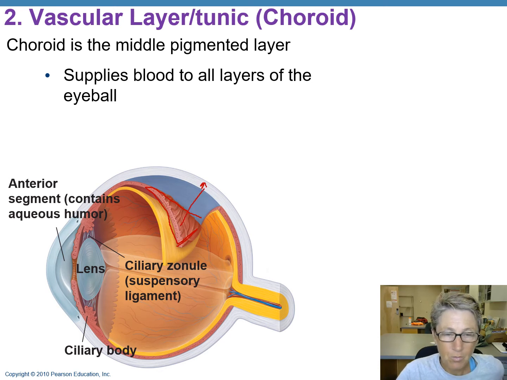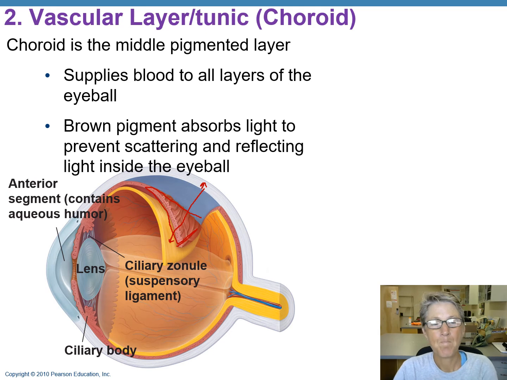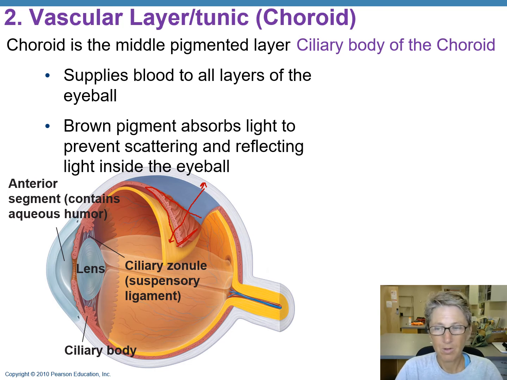So you get diffusion from the choroid to the sclera, and you also get diffusion of oxygen and glucose to the cells of the retina. There's a brown pigment that lives in the choroid that absorbs light, so that light isn't scattering all over in your eyeball. It's directed to where it's supposed to go. Fovea centralis and the macula lutea.